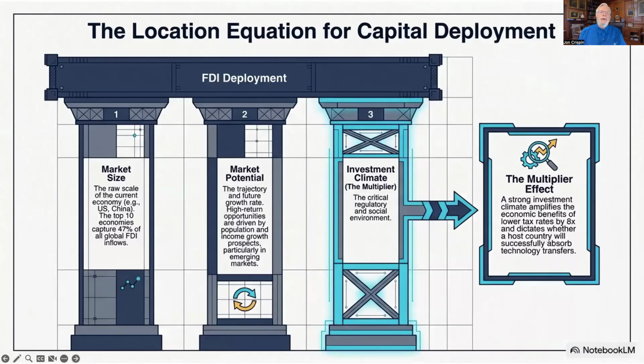The location equation for capital development. This is an interesting slide because if you move from left to right, you start to see sort of an increase or taking on of things. First of all, the market size is very simple. How big is it? We haven't even checked to see if we can get into it. We're just trying to see what the size is. And then we go to the potential, and we see what the future growth will be.